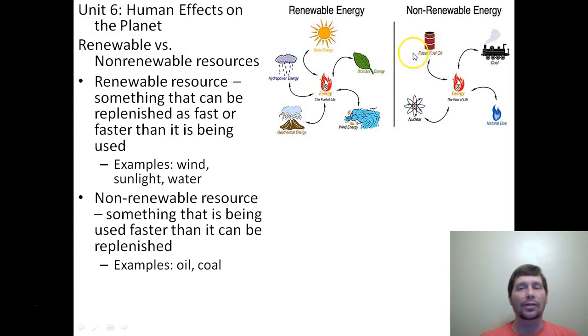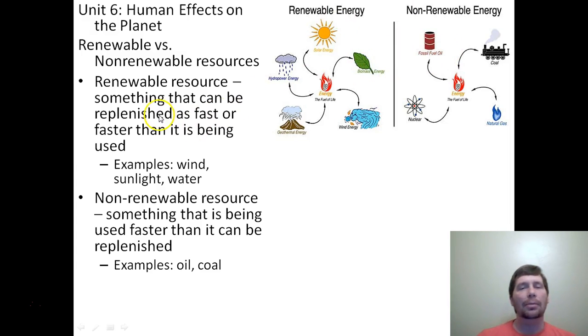A classic example of this is oil and coal. We are currently using oil and coal faster than it is being made. Oil and coal are made naturally from the remains of dead plants and dead animals that have been dead for thousands of years. It takes thousands of years to make a barrel of oil. Well, the problem is we're not giving it thousands of years to make more. We use 80 million barrels of oil every day. We're sucking oil out of the ground far faster than it's being made naturally. So this is an example of a non-renewable resource.